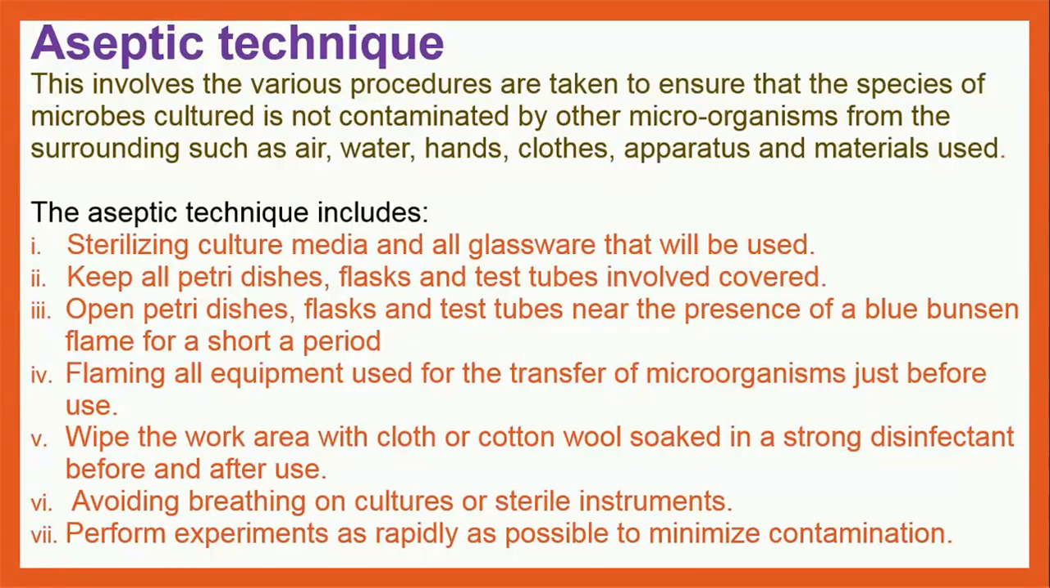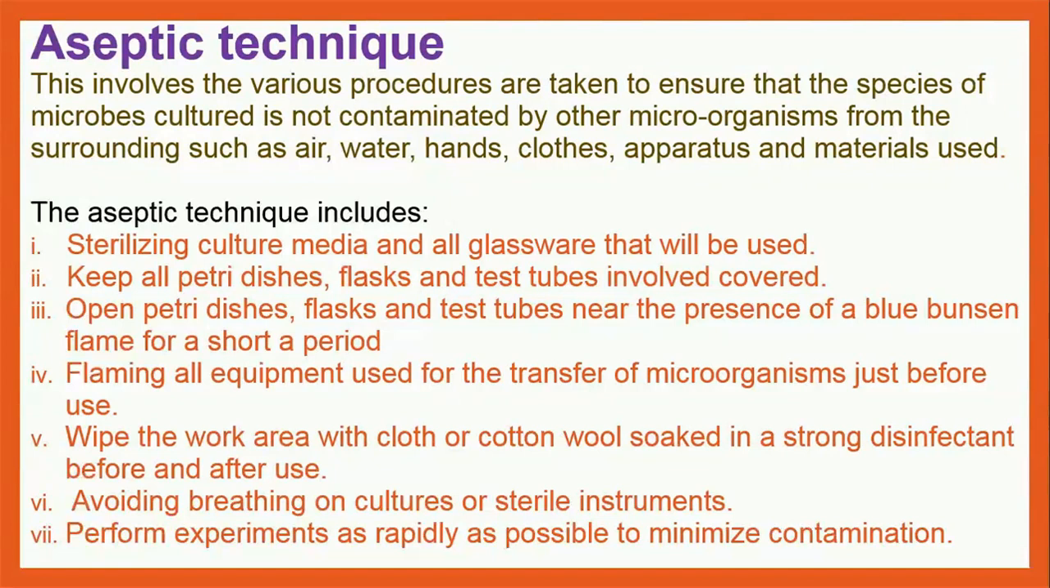Number two is to keep all petri dishes, flasks, and test tubes that are involved covered to ensure that they are not contaminated. Three is to open petri dishes, flasks, and test tubes near the presence of a blue Bunsen flame for a short period of time to make sure that any external or unwanted microorganisms are destroyed before culturing. Number four is flaming all equipment used for the transfer of microorganisms just before they are used. Now, this ensures that the microorganisms that are not needed or that can cause contamination are destroyed.